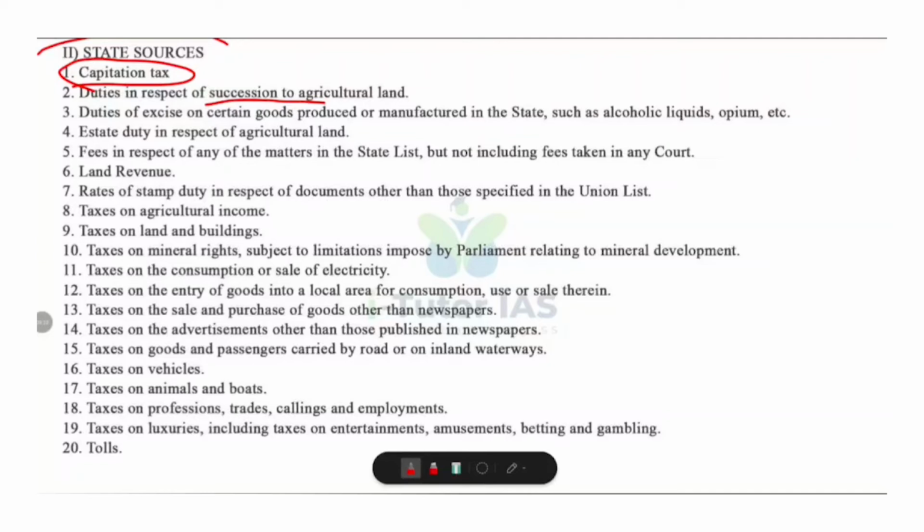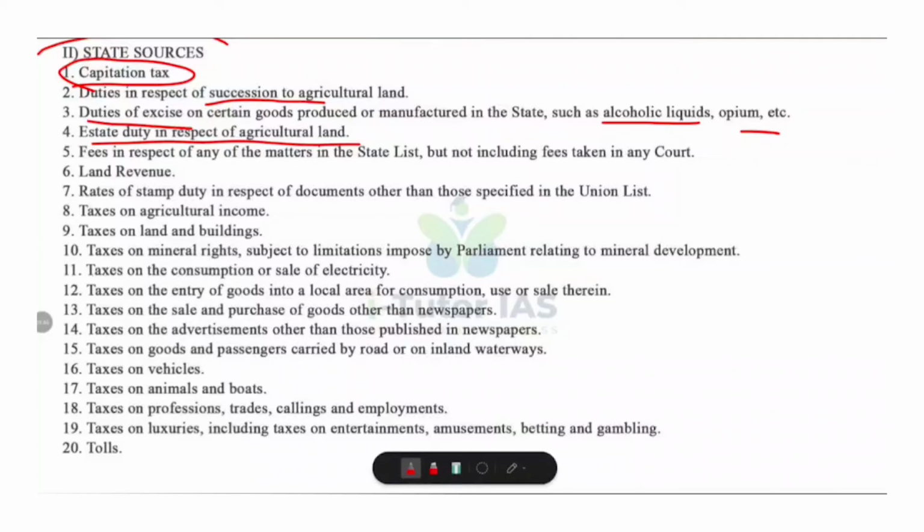Then state excise duties, that is duties on goods produced within states such as alcoholic liquids for human consumption, opium, narcotic drugs and so on, and it is one of the biggest revenue sources for the state. Then next one, estate duty in respect of agricultural land. Tax on inherited agricultural property is also a source of state revenue.